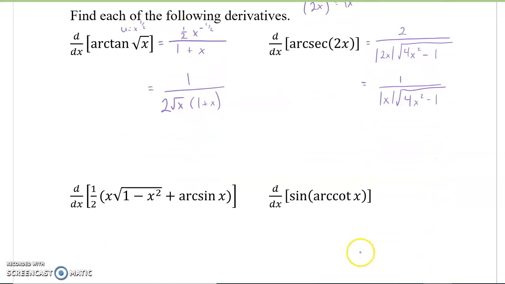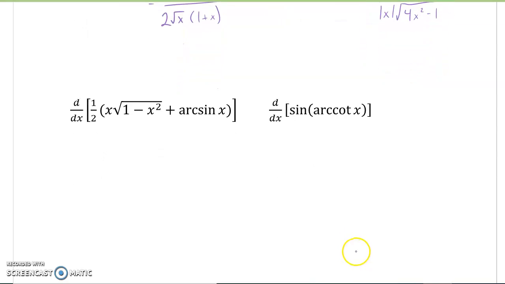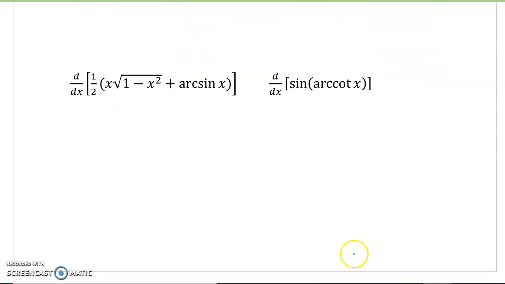Great. All right. So now this one right here on the left is kind of a scary looking problem. So let's see what this one does. If we take the derivative of this mess, well, let's see, we've got a 1/2 out front. So that's going to be multiplied by the whole thing. And then we've got a product rule right here, right? u equals x and v equals 1 minus x squared raised to the 1/2.